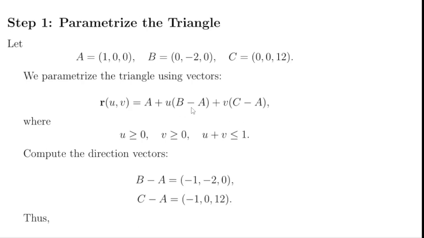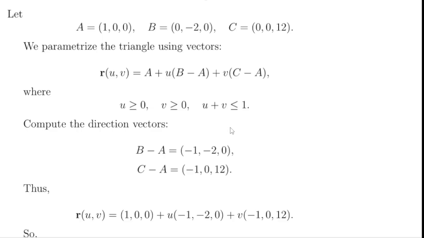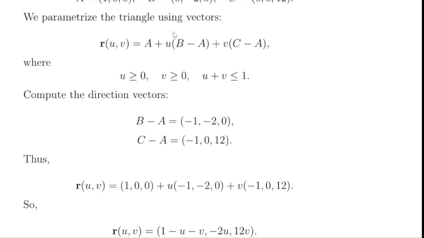And a, b, and c, think of these as just vectors. So a is just going to be (1, 0, 0), and then b minus a, that's going to be (0, -2, 0) minus (1, 0, 0). That's (-1, -2, 0). And then c minus a, that's going to be (-1, 0, 12).